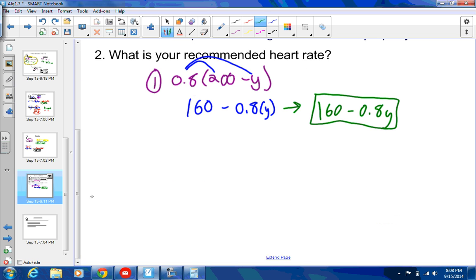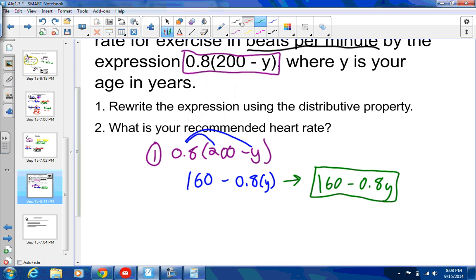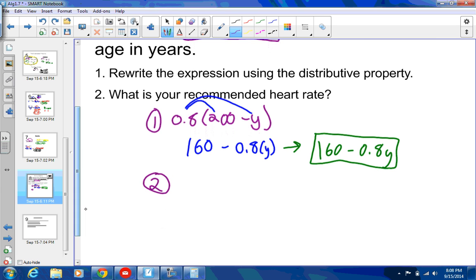We still have to figure out what your recommended heart rate is. So we'll figure that out for you. I'm guessing that you are probably either 13 or 14, so you'll probably be turning 14 this year. We'll go with a 13-year-old. Let's say your age in years, y, equals 13. This goes way back to last week's material of evaluating an expression. You can plug that in. So 160 minus 0.8 times 13.